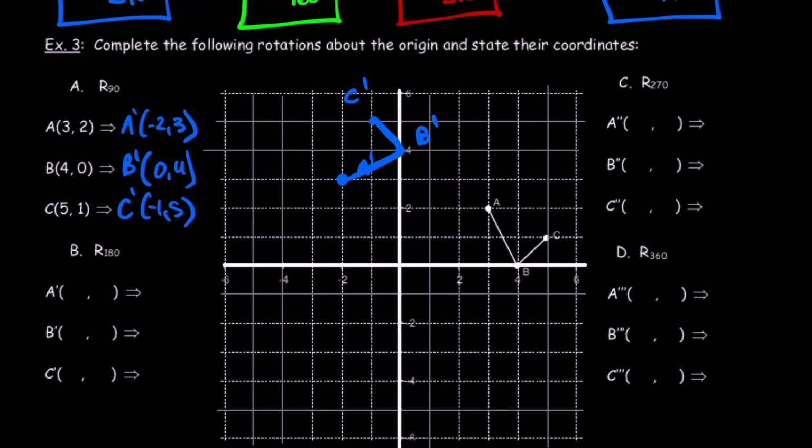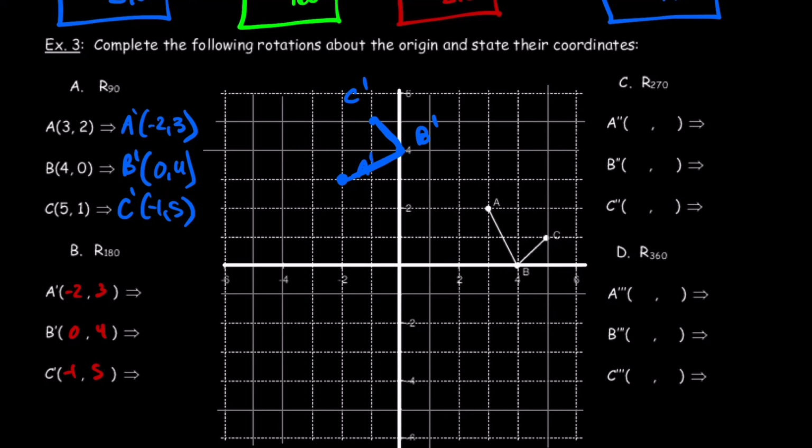So like we did with reflections, we're going to look for patterns. 4, 0 became 0, 4. 5, 1 became negative 1, 5. All right, so now what I want to do is take this and rotate it 180. So it's going to go all the way around here, which is basically the same thing as taking this one and just rotating it 90. So I'm going to rewrite my coordinates. All right, I'll use a different color. A prime we said was negative 2, 3. B prime was 0, 4. C prime is negative 1, 5.